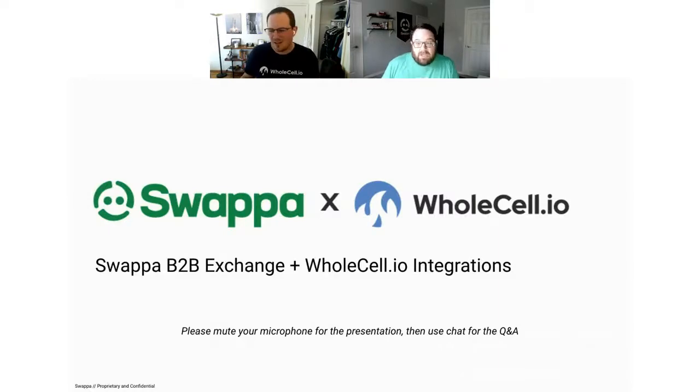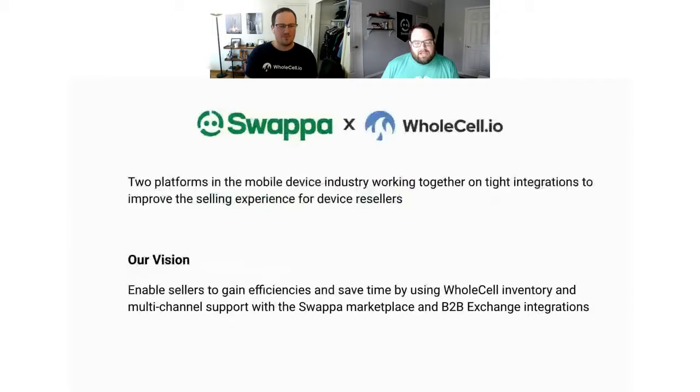All right, we'll get rolling. Again, we're talking about the Swappa B2B exchange and our integrations with WholeCell. We'll use chat, since we don't have an ability to turn on microphones. It'll be a little clunky, but the chat will be nice and efficient. Thank you, everybody, for making the time. Just a little bit of context: maybe not everybody's familiar with Swappa or WholeCell. We're two different platforms in the mobile device industry. Swappa is fixated on the marketplace side, where WholeCell is on the inventory management side, and a multi-channel solution as well.